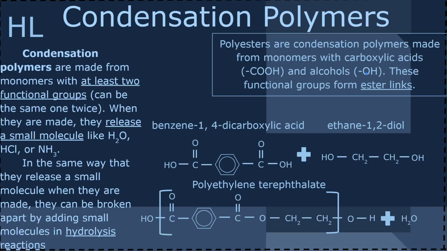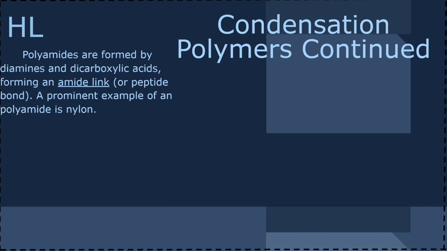So now that we talked about condensation polymers or polyesters, we can also talk about condensation polymers continued with polyamides. Polyamides are formed by, I believe that's supposed to be diamines. That might be wrong. I think it's diamides. I apologize. And dicarboxylic acids forming an amide link or peptide bond. A prominent example of a polyamide is nylon.